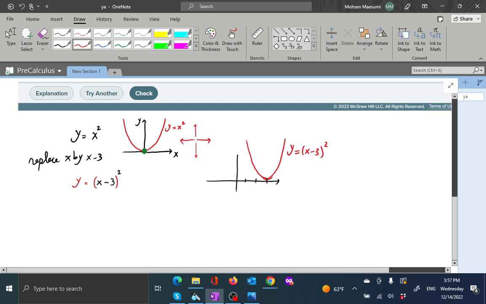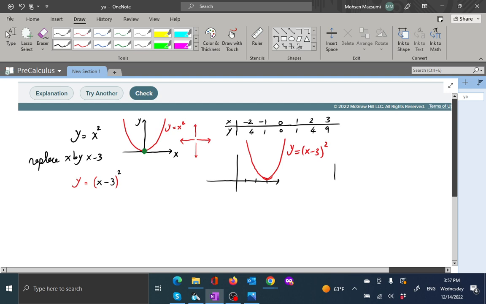So this is the graph of y is equal to x minus 3 squared. Another way of seeing what happened is to get the graph of this by a table. That is, for the original function, suppose we make a table. So the table is 0, 1, 2, 3, perhaps minus 1, minus 2, and so on. Y is the square of these quantities, so 4, 1, 0, 1, 4, 9, and so on.